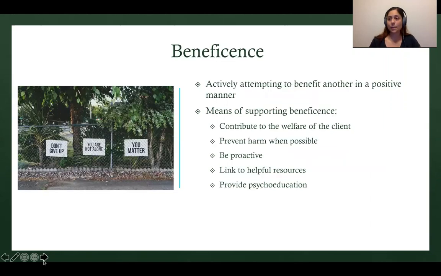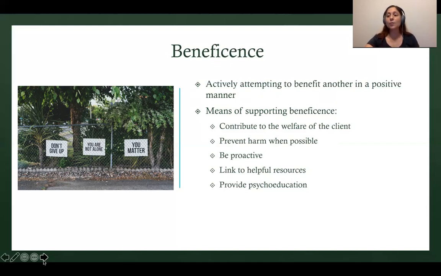Next is beneficence. This involves actively making an attempt to benefit our clients in a positive manner. We can support beneficence by preventing harm whenever possible, for example, reporting child abuse or completing suicide assessments. We can also be proactive by helping our clients consider possible negative outcomes. So something like preparing them for the worst and hoping for the best. We can also link our clients to helpful resources that could provide a benefit, like support groups, for example.